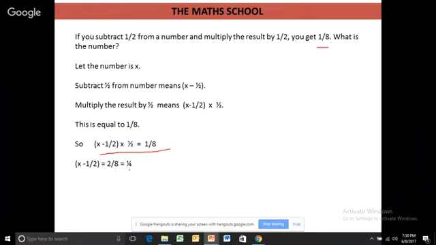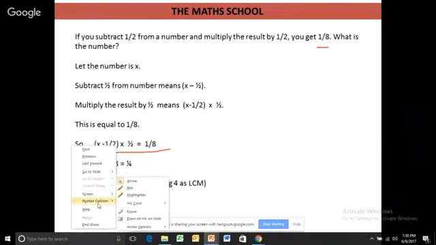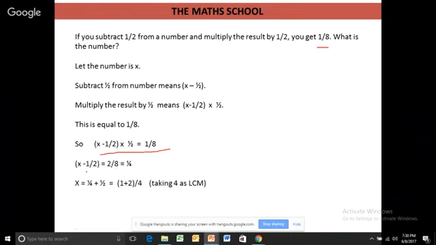2 fours are 8, right? So x minus 1 by 2 is equal to 1 by 4 is our equation. In this I will shift this 1 by 2 towards the right hand side of the equal to sign. Whenever you shift, if I am shifting this minus 1 by 2 to the right hand side towards 1 by 4, I need to change the sign. Hope you remember the previous exercise. So minus 1 by 2 will become plus 1 by 2. So x is equal to 1 by 4 plus 1 by 2.